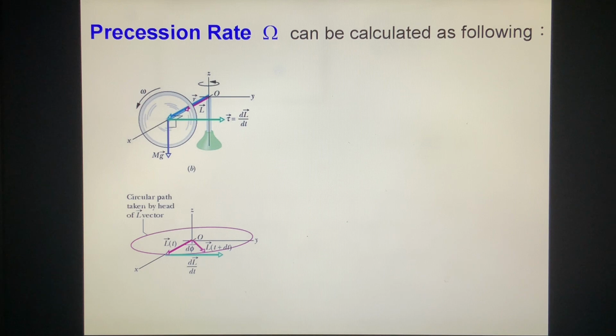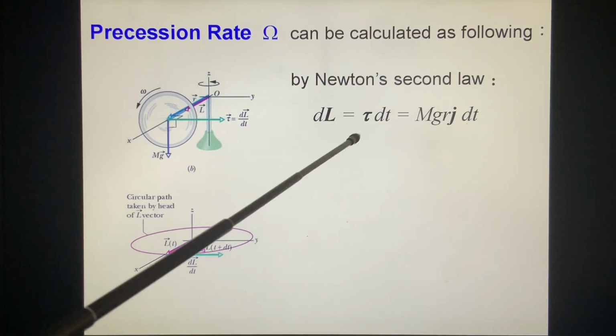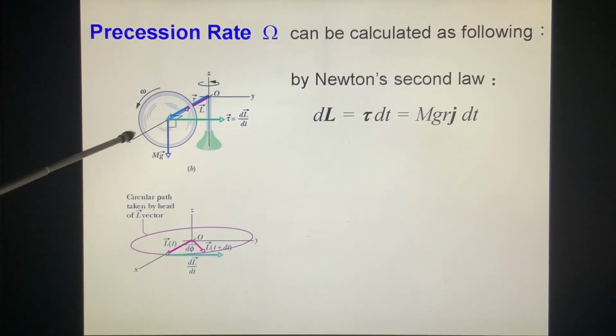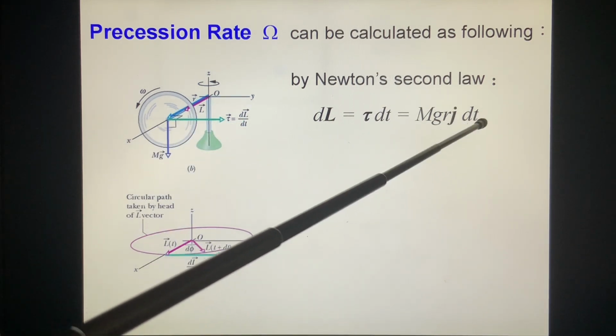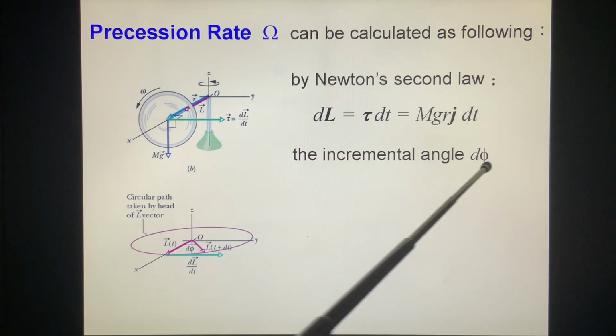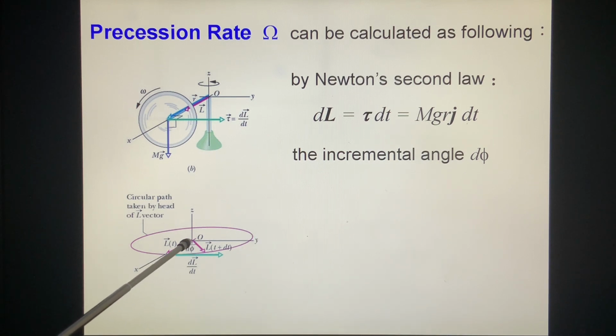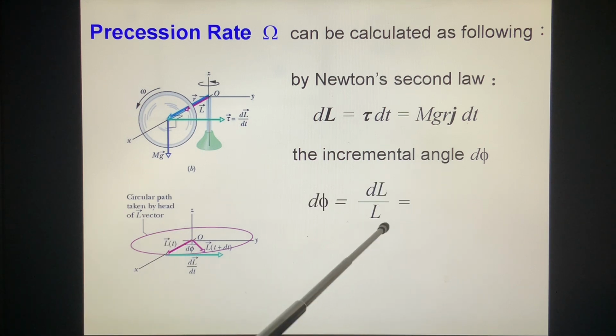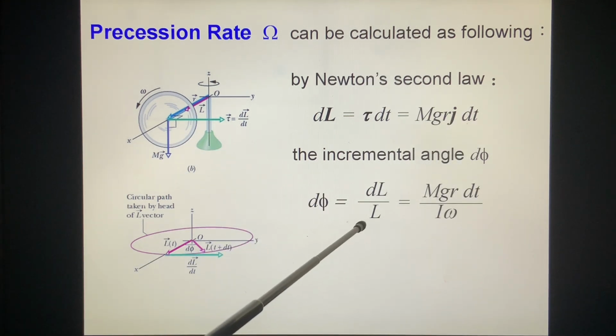Precession rate omega can be calculated as follows. By Newton's second law, dL equals tau dt, and the torque in this case is mgr along the y direction, so dL equals mgr dt. The increment angle d phi in this circle, this angle, equals the arc dL over L. So d phi equals dL over L, and dL equals mgr dt. And L is I omega.